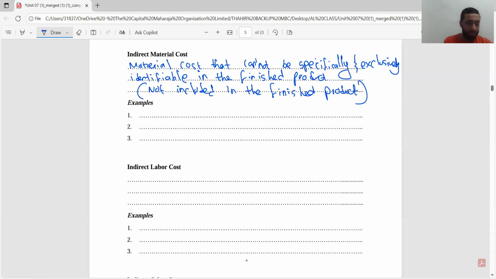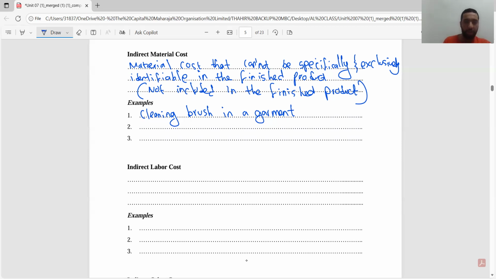Okay. Examples. Cleaning brush in a garment manufacturing business. You buy a cleaning brush. Is this a direct cost or indirect cost? It is an indirect cost.